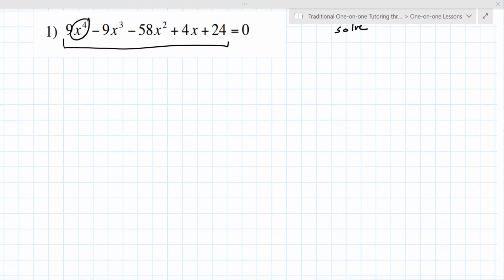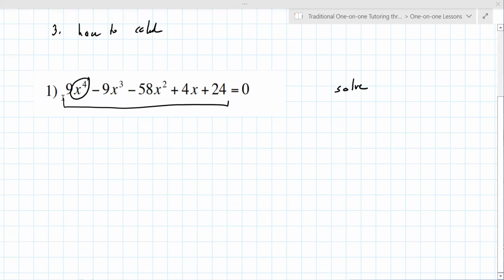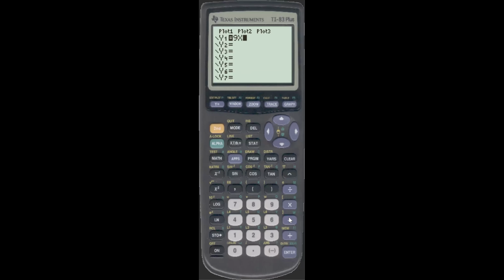And let me just get mine open. If you don't have this written down, let me know. I'll just type it in and then I'll switch to that screen. Oh, I have it written down. Okay. All right. So let me go to my calculator. 9x to the 4th minus 9x cubed.